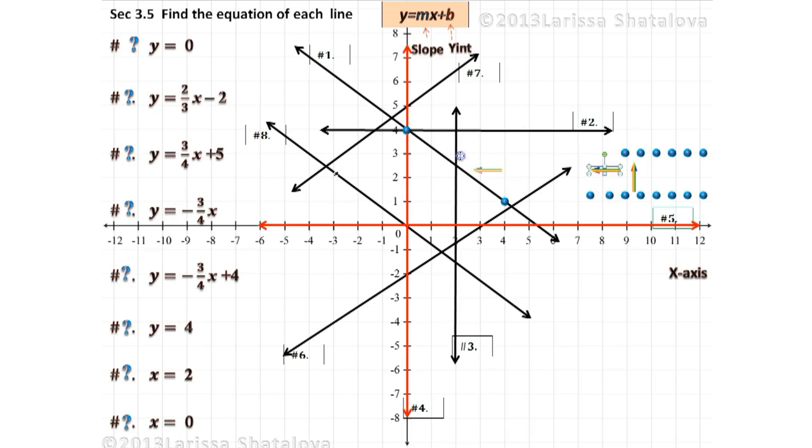Now let's count rise and run. Rise would be 1, 2, 3, and run would be 1, 2, 3, 4. But rise is negative and run is positive. So it will be negative 3/4, and y-intercept is 4. So here we are, equation number 1.